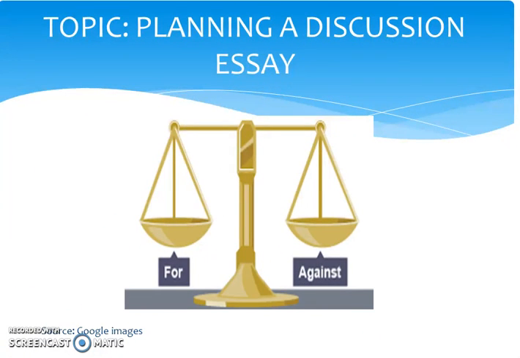The topic for this micro LED is planning to write a discussion essay. How do you plan to write a discussion essay? A discussion essay is a type of essay that examines two sides or two sets of ideas that are opposite each other on a particular issue. So students will be taught how to plan, looking at one side of the issue and then examining the opposing arguments on the opposite side.